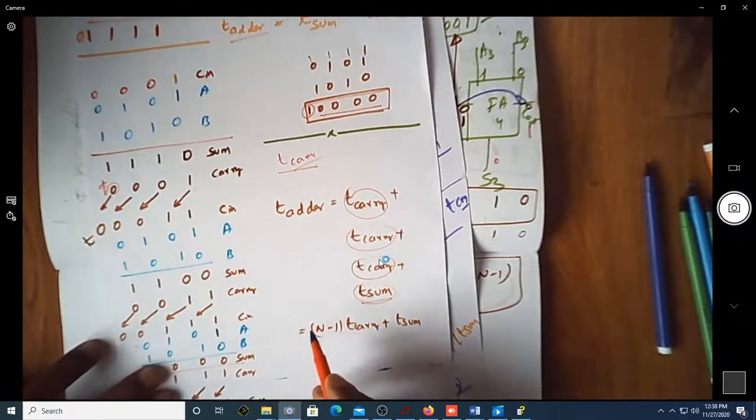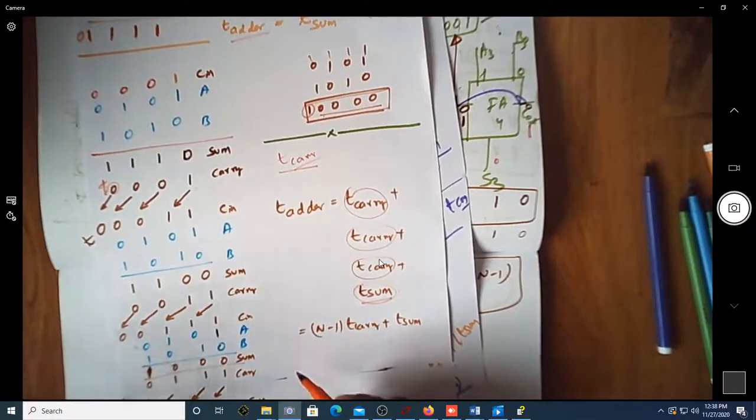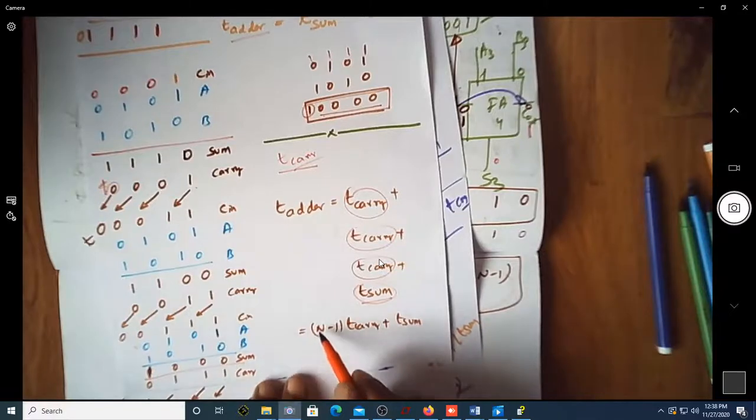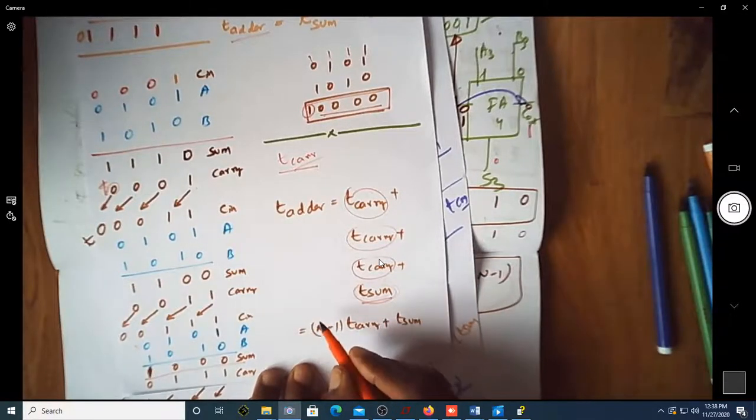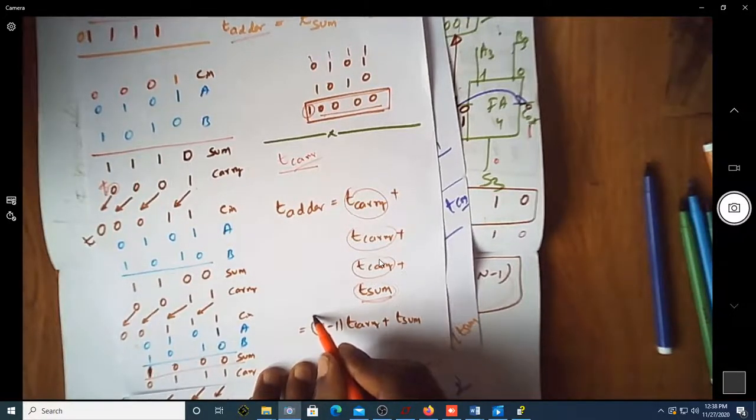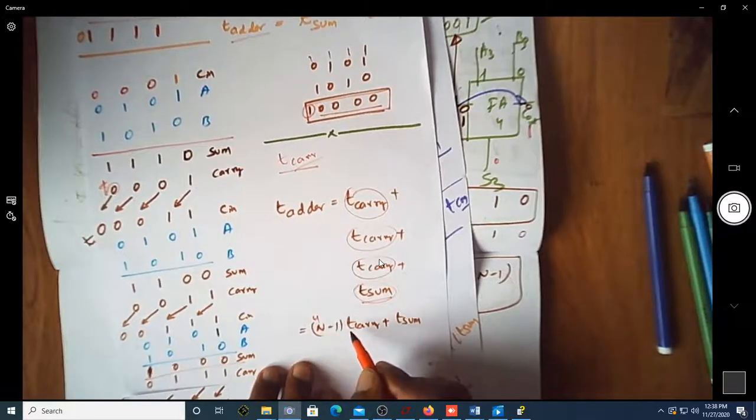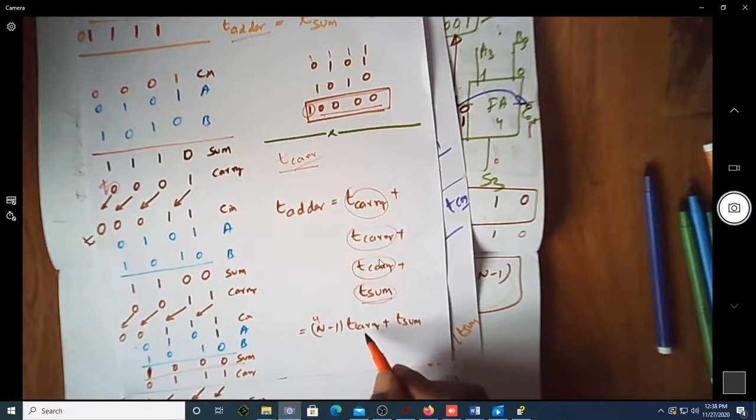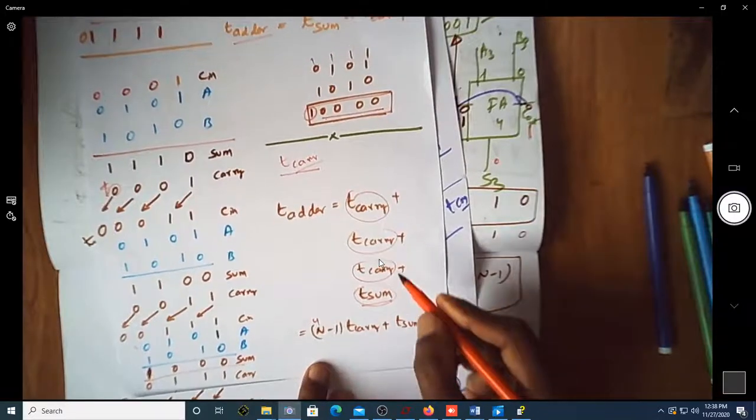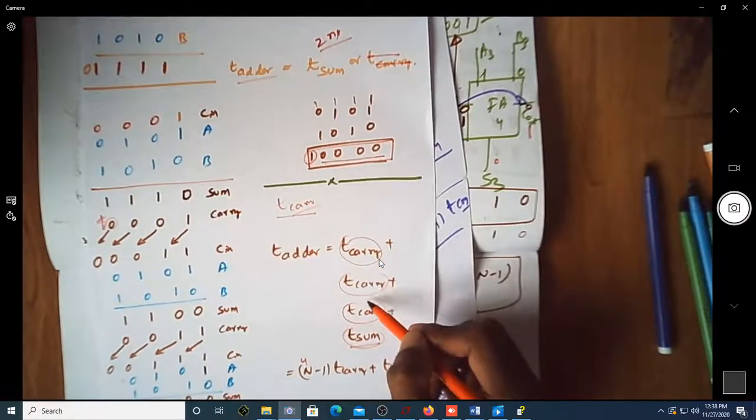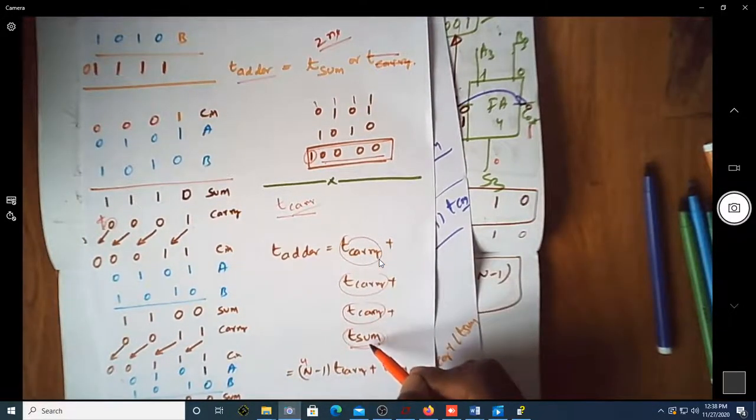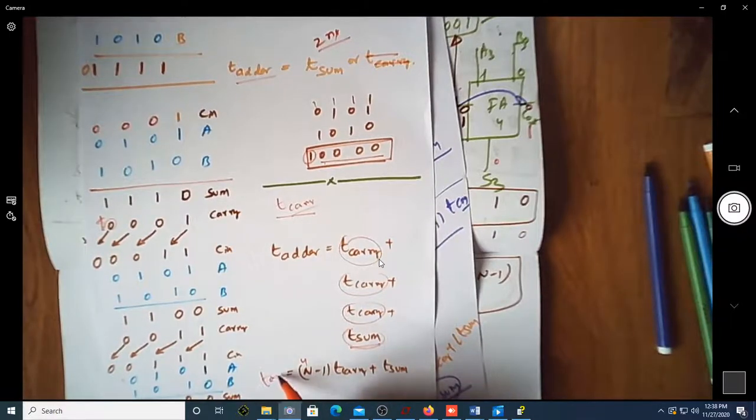So this is the worst possible time an adder can take. Suppose for a 4-bit adder, so n will be 4. It is 4 minus 1 into t carry plus t sum. So that's what is here. Can you see here? This is 3 times the carry and the t sum. So this is t adder.